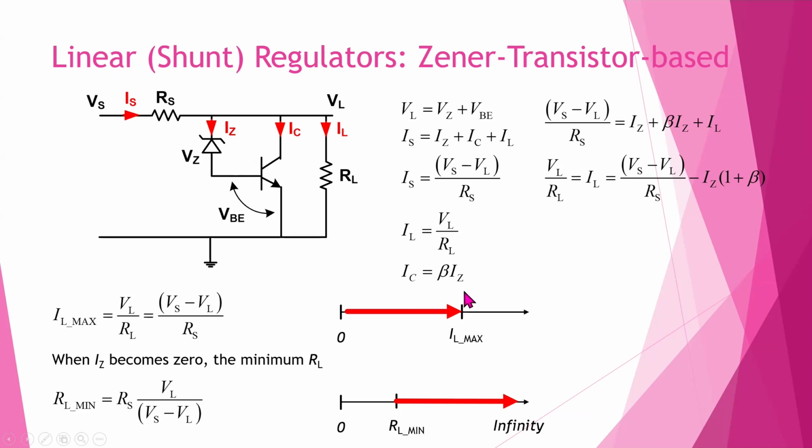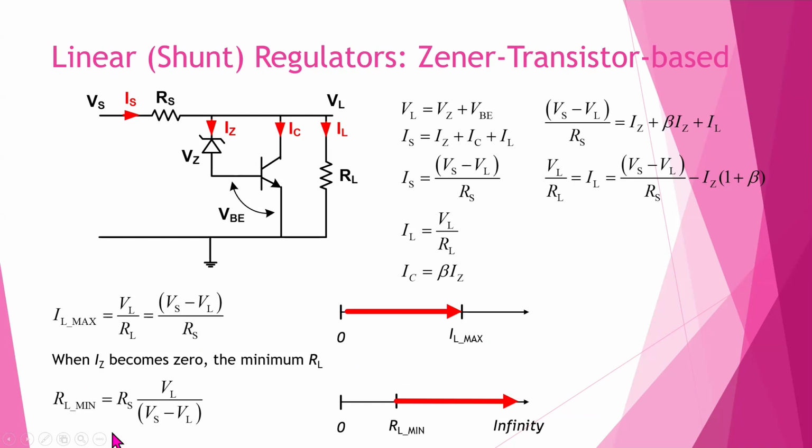And also we need to know that we can write the IC current using the base current, which is provided by the IZ. So now we have IC equal to beta times IZ. The beta means the current gain of the BJT transistor. Here is the expression for the maximum load current, which is given by VS minus VL divided by RS. So in that case, the load current can change from 0 to that upper boundary.